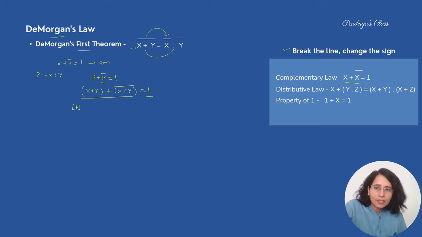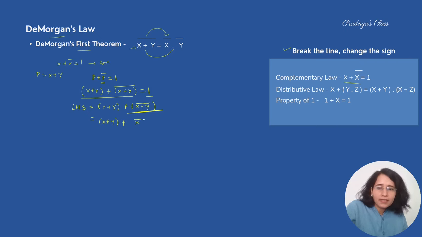Now we have to prove that the left hand side is equal to the right hand side. So let's start with the left hand side. Our left hand side is x plus y plus x plus y whole bar. As we assume that DeMorgan's first theorem is true, we will apply DeMorgan's theorem on this term. What does DeMorgan's theorem say? Break the line, change the sign. So we are breaking the line and changing the sign. So we got the new term. To solve further, I am going to use the distributive law here. The distributive law means if anything is common outside the bracket, it is applicable to both the terms inside the bracket. So let's apply the distributive law.